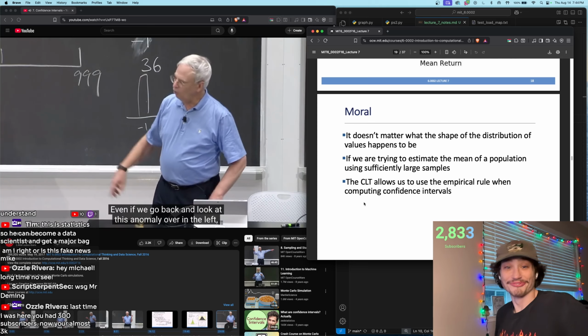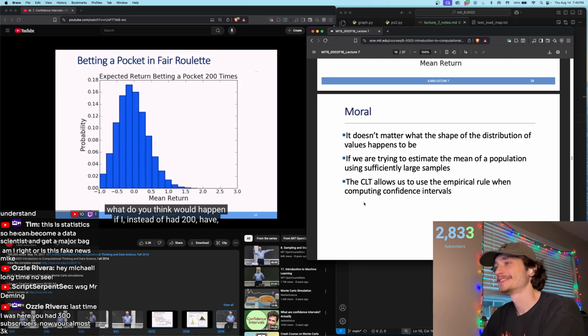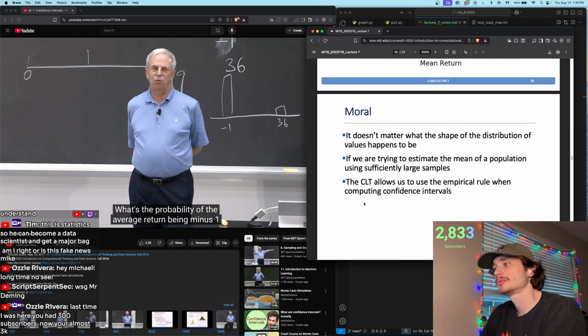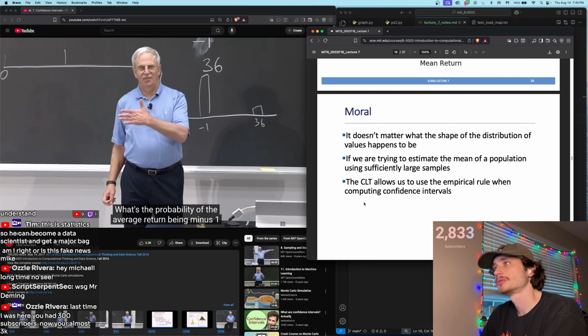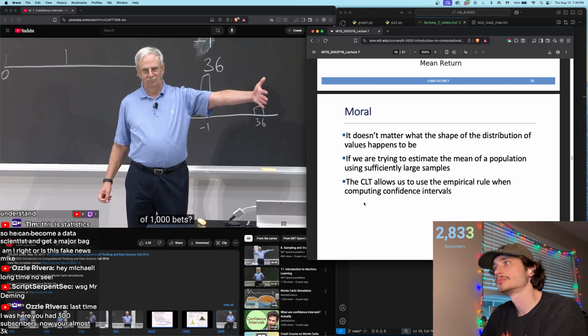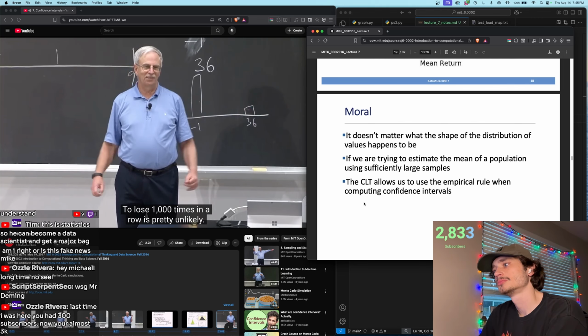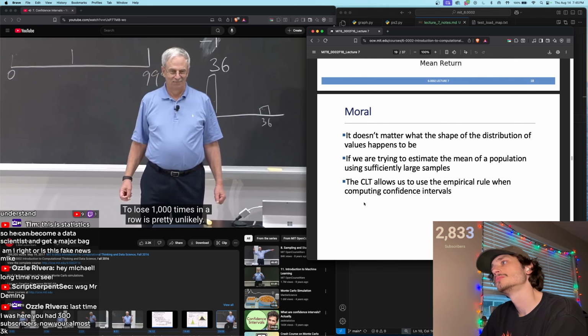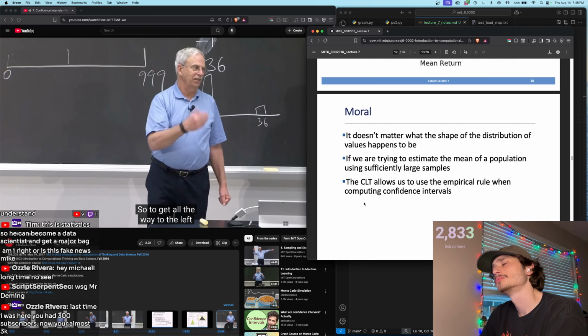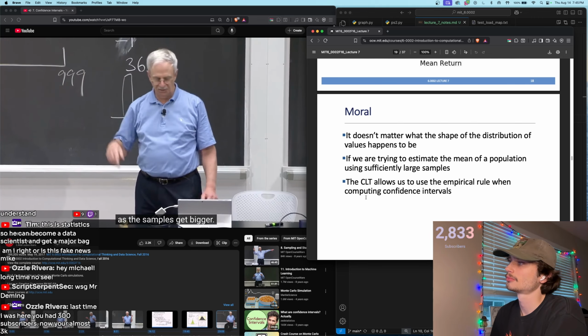Okay. Even if we go back and look at this anomaly over on the left, what do you think would happen if I, instead of 200, had, say, 1,000? It might be a little bit more centered. What's the probability of the average return being -1 of 1,000 bets? Much smaller, right, than for 100 bets. To lose 1,000 times in a row is pretty unlikely. So to get all the way to the left is going to be less likely, and therefore the thing will start looking more and more normal as the samples get bigger.